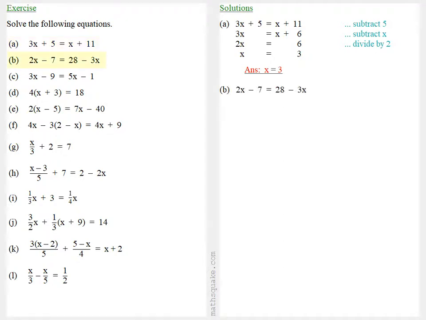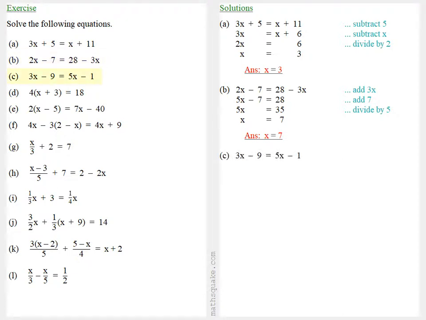In question B, we have 2x minus 7 equals 28 minus 3x. Now to get rid of the x term on the right-hand side, we can add 3x to both sides. That gives us 5x minus 7 equals 28. If we add 7 to both sides, that leaves 5x equals 35, and we can divide by 5. That gives x equals 7, which is our solution.